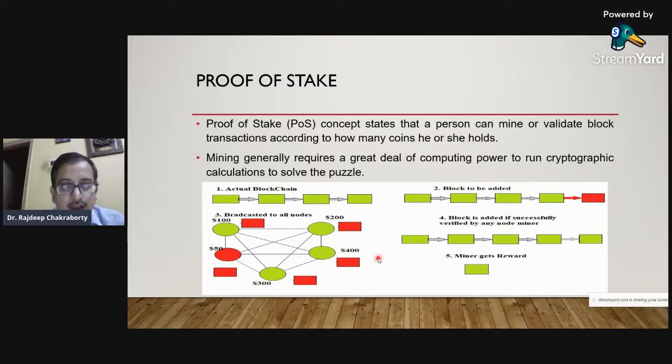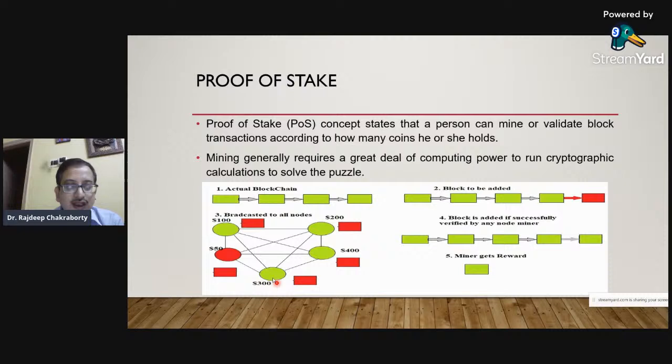Suppose I am a partner in a blockchain, and I have invested 200 dollars. So I have bought some amount of currency in that blockchain. Based on the investment, here again we have the actual blockchain, and we want to add this red block. Now in proof of stake, the node that has the highest stake, that is 400 dollars, will be given the first chance to validate or mine this block. If 400 dollars fails in some amount of time, then it goes to the person who has the next highest stake in the blockchain.